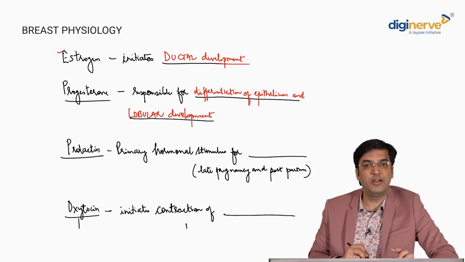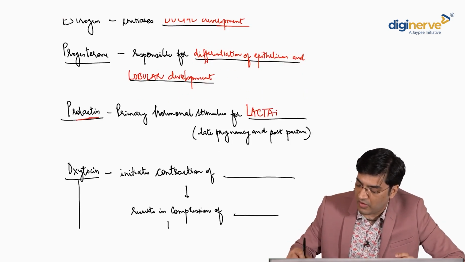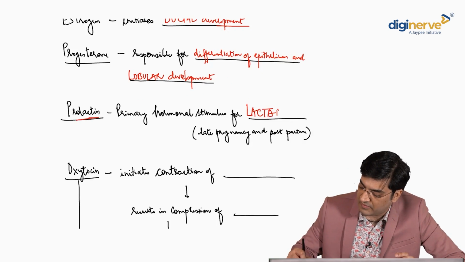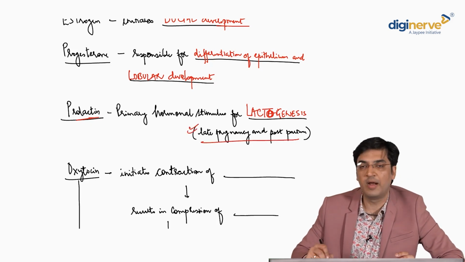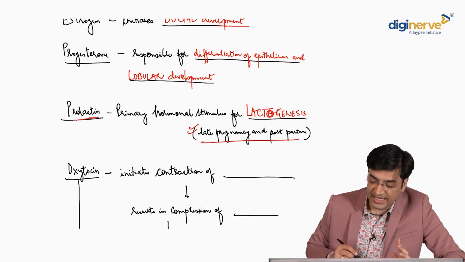Alright, what does prolactin do? We all know prolactin is the hormone responsible for lactogenesis, in the late pregnancy and postpartum period. One more hormone which is important is oxytocin.